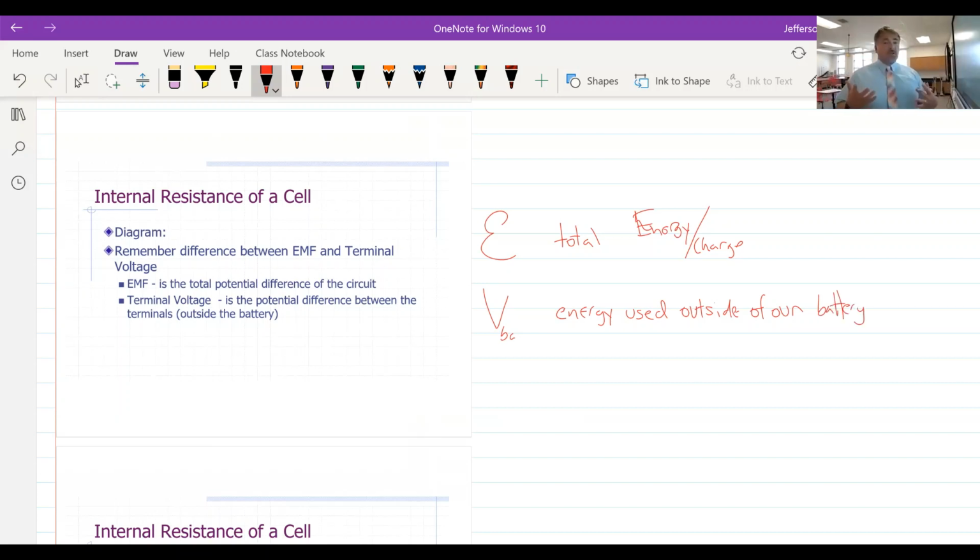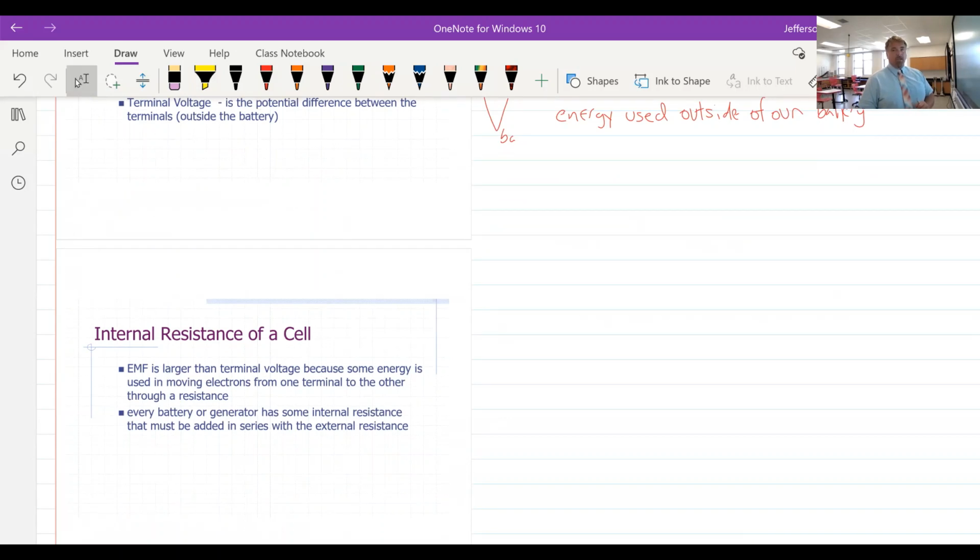The reason that the EMF is always bigger than the terminal voltage is because there is a certain amount of energy needed to move those charges inside of the battery itself. That is what's called internal resistance of the cell. Every cell will have some resistance to it that's going to take a little bit of energy in order to create that potential difference on the outside that we can use. And so EMF is always going to be larger than the terminal voltage.